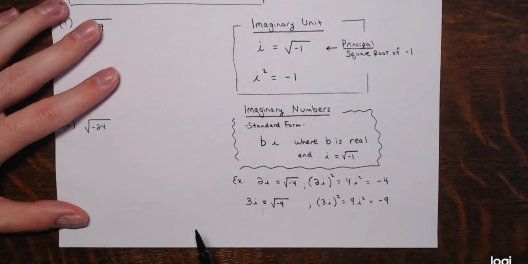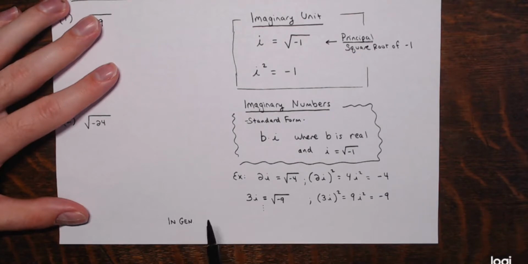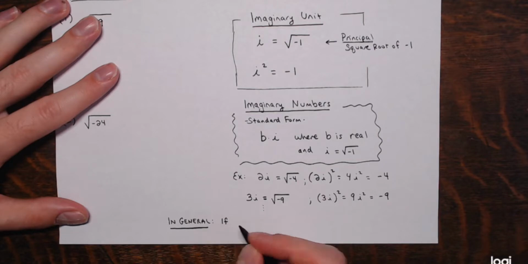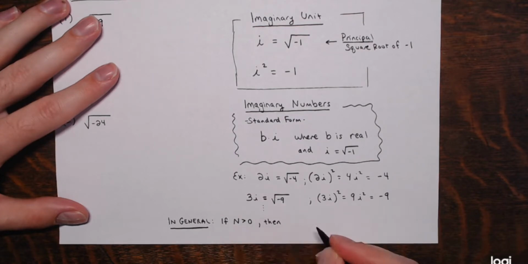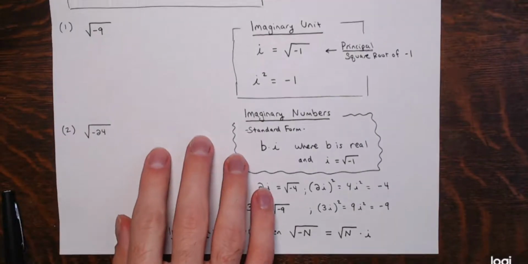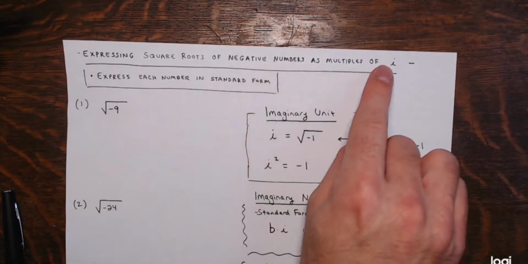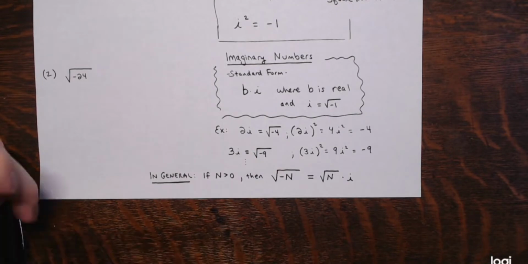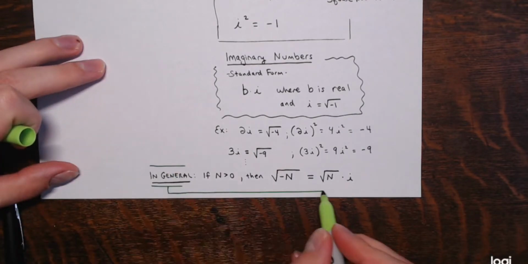And in general, we're going to rewrite square roots of negatives in the following way. If n is a positive number, then we're going to write the square root of the opposite of n, that is -n, which is negative if n is positive. The principal square root of -n is just the square root of n, some real number, times I. And this is what the whole objective is about: expressing square roots of negative numbers as some real number times I, as a multiple of I. So this is huge. This is what you've got to remember from this video right here.